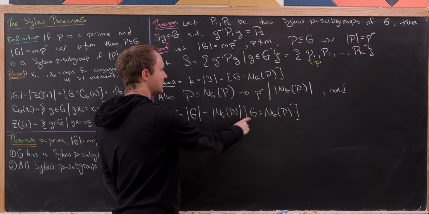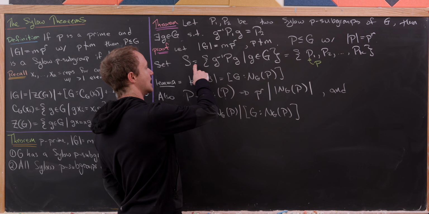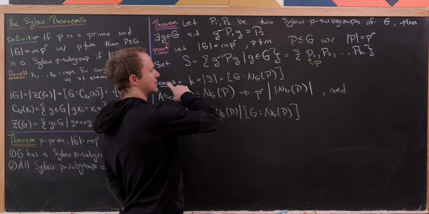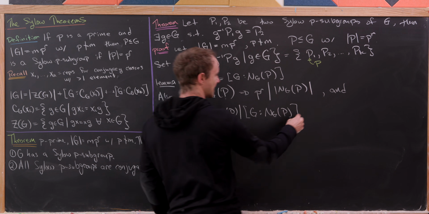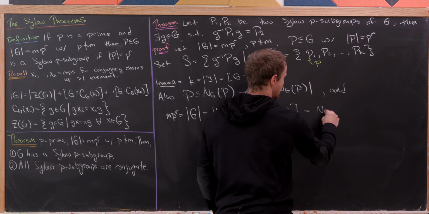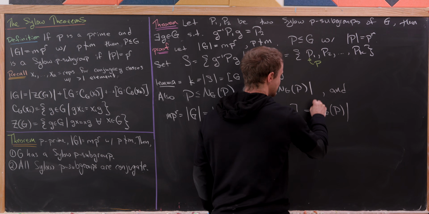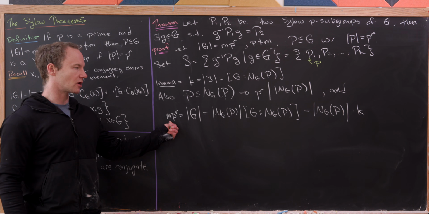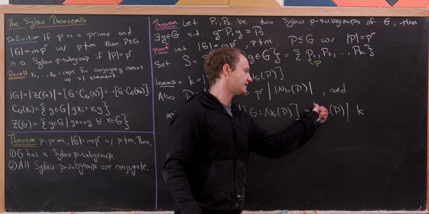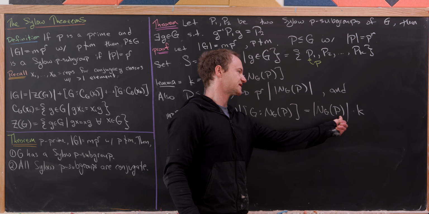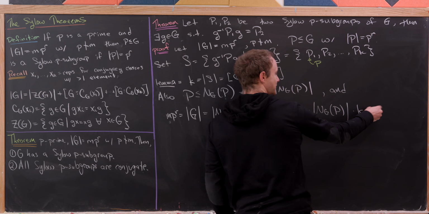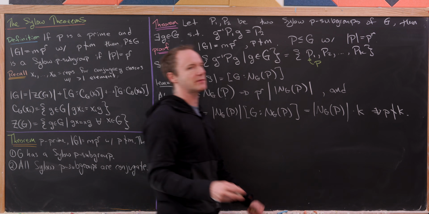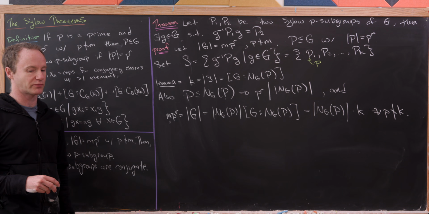But we said that that was equal to K, the number of different conjugate subgroups we had. So we could rewrite this as the order of N_G(P) times K. Now check it out. We've got p to the r over here. We know p to the r divides the order of this subgroup, but that means that p cannot divide K because we've used up all possible powers of that prime.